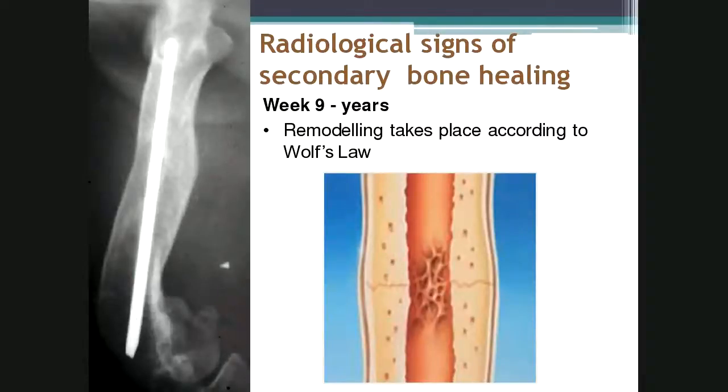From week 9 onwards and over the following years, remodeling will take place according to Wolff's law. This is whereby axial loading of the long bone stimulates osteoclastic activity and bone resorption on the convex side of the bone, and osteoblastic activity and new bone formation on the concave side.